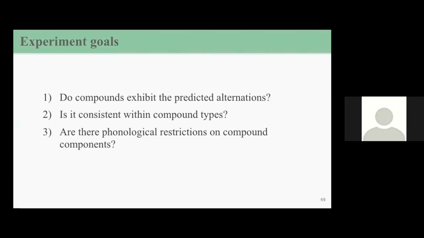So the goals of this experiment would be to answer 3 specific questions. Firstly, do compounds exhibit the predicted alternations? And secondly, is it consistent within compound types? Maybe there's some variation. And also, are there phonological restrictions on the components of compounds?